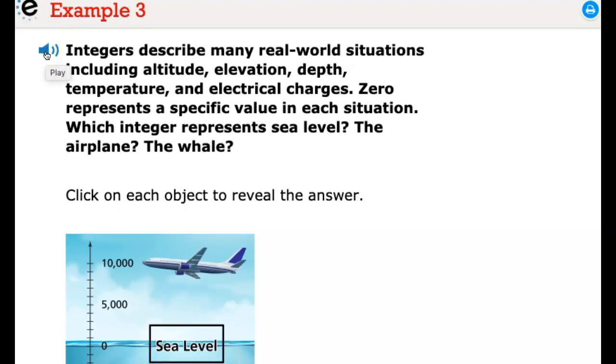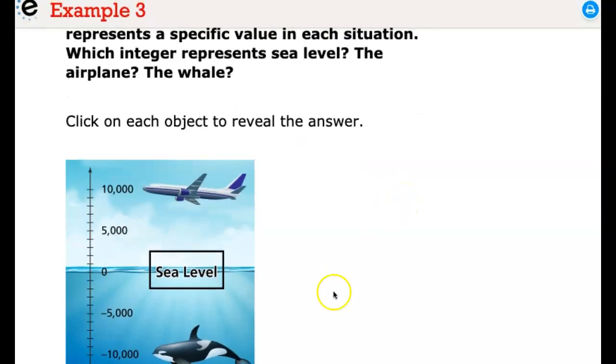All right, so let's read this. Let's listen to this. Integers describe many real-world situations, including altitude, elevation, depth, temperature, and electrical charges. 0 represents a specific value in each situation. Which integer represents sea level? The airplane. The whale. So this is the idea that represents those integers. So what number represents sea level? Who did I stop? I think I stopped with Jin. What is the sea level? What's the integer that represents this?